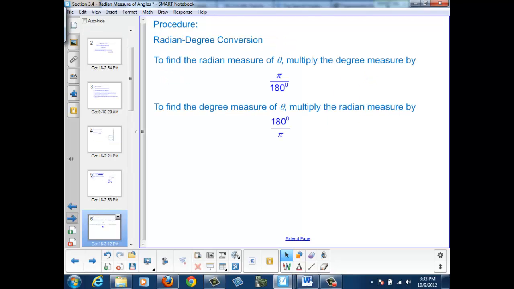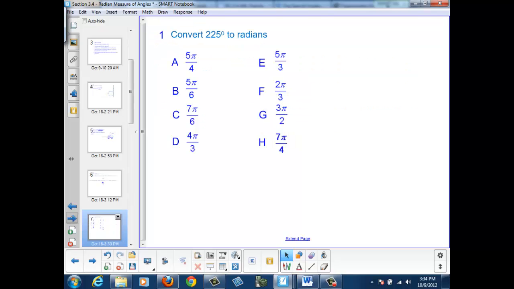To convert between radians and degrees, we take that proportion that it takes pi radians, or 180 degrees, to wrap halfway around the circle. They're equal to each other, so we can create this proportion. If we want to find the radian measure of the angle given degrees, we'd multiply the degree measure by pi over 180. If we want to find the degree measure of theta, if we start with radians, we multiply the radian measure by 180 degrees over pi. Let's look at some examples now.